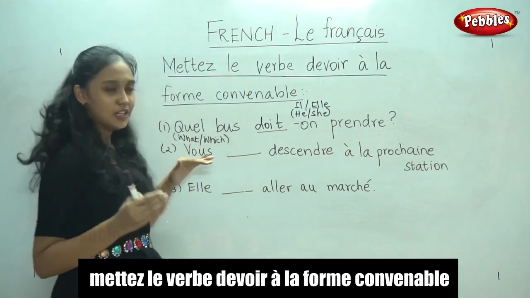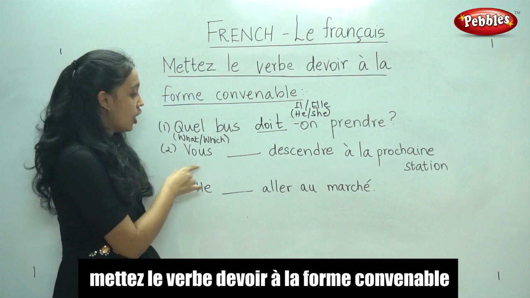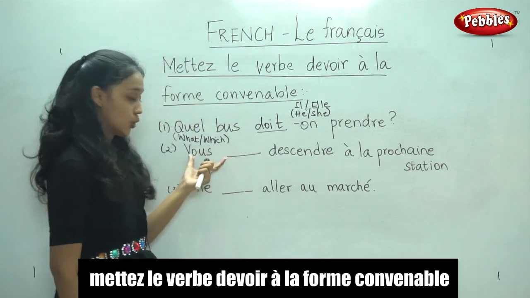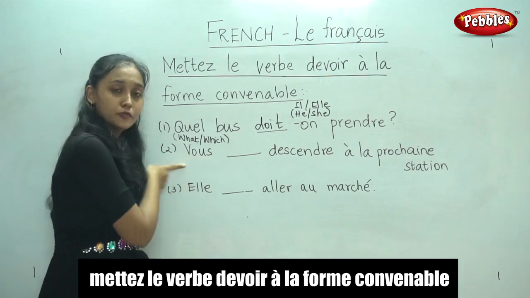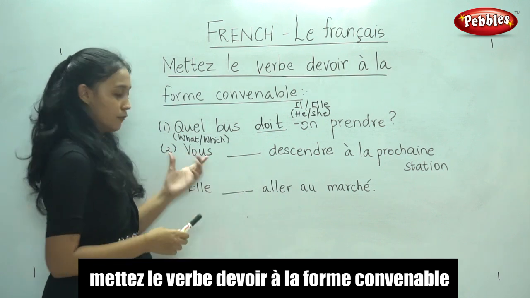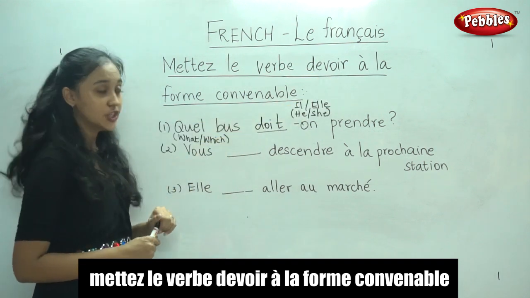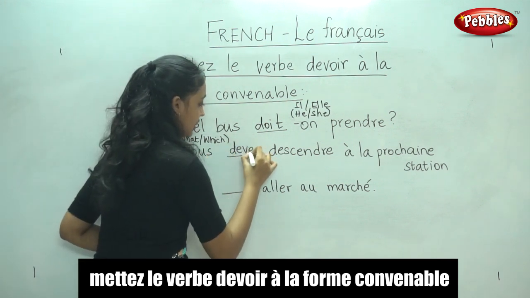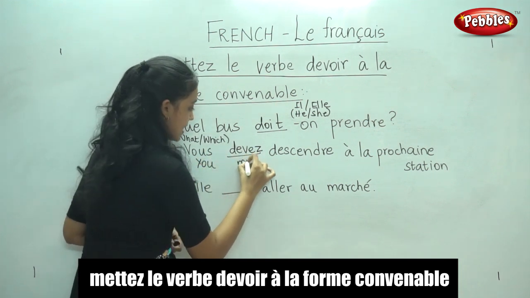So did you understand the first sentence? If you didn't understand, don't worry. You will understand when I do the second sentence. So what is the second sentence? Vous dash descendre à la prochaine station. Here the subject pronoun is very clear. It is vous. So we have identified the subject pronoun. This sentence is very simple. Now what is the devoir conjugation for vous? Do you remember it? It was devez. Vous devez.